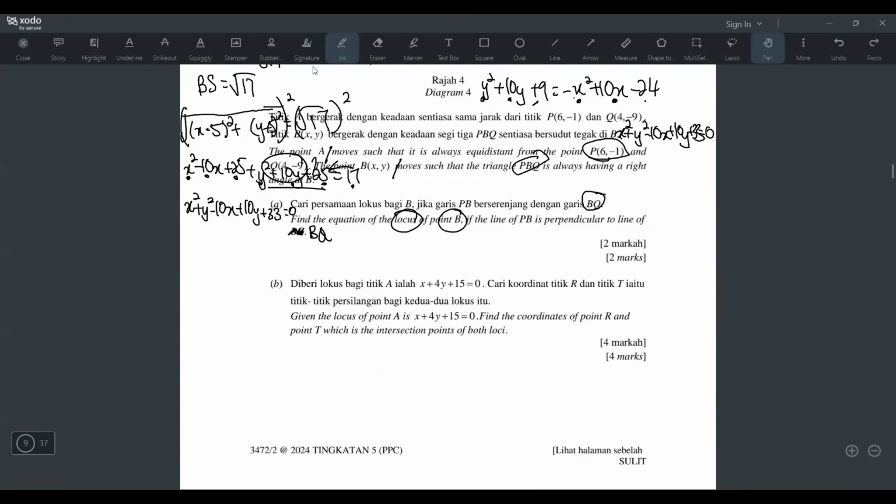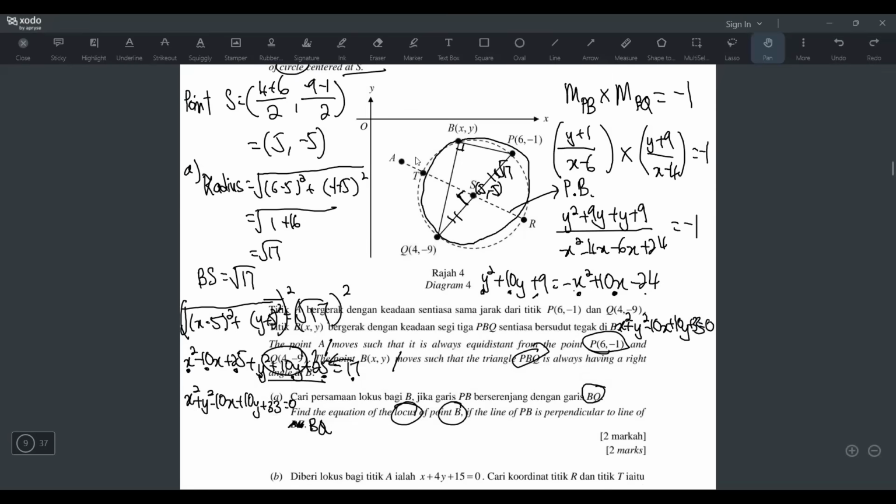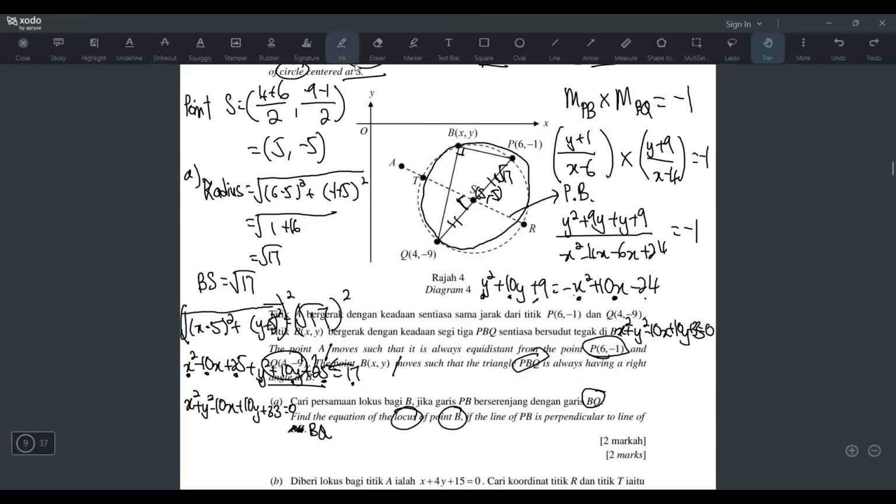Okay, when I do B, I will write my working here. Okay, given the locus of point A is this. Oh, they straight away give me, I thought they would ask me to find it. Okay, if they had asked me to find locus A, I would have to find the equation of the perpendicular bisector, right?